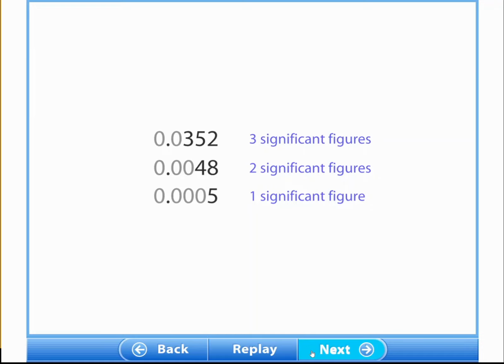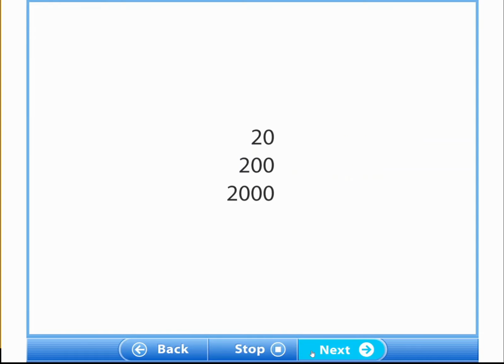Zeros appearing to the end of the number and to the right of the decimal point are significant. These zeros are only written as part of the number when they are significant. Zeros to the left of the decimal place, however, have to be written whether or not they are significant in order to designate their place.